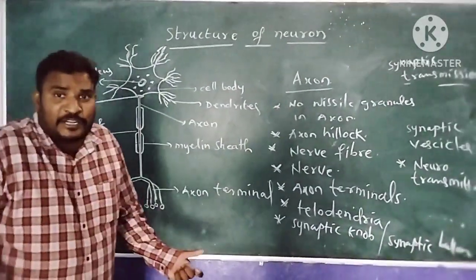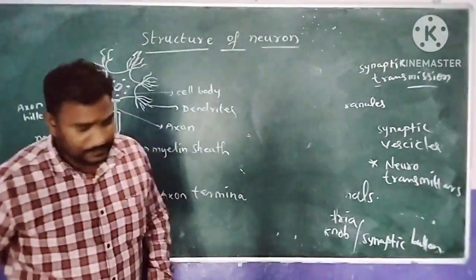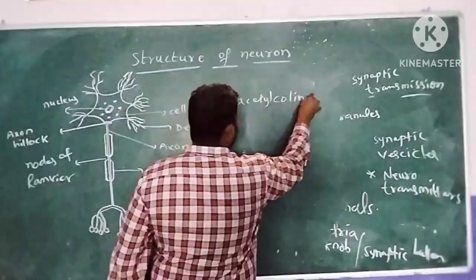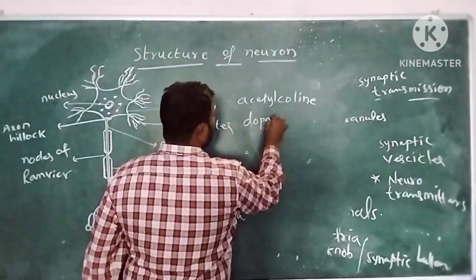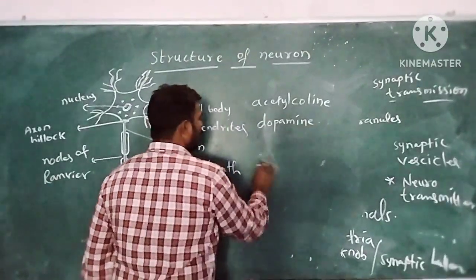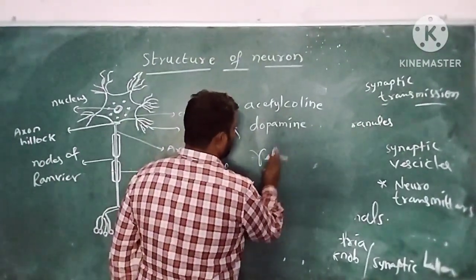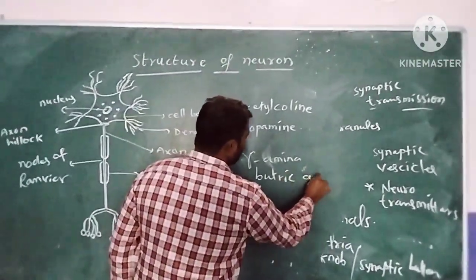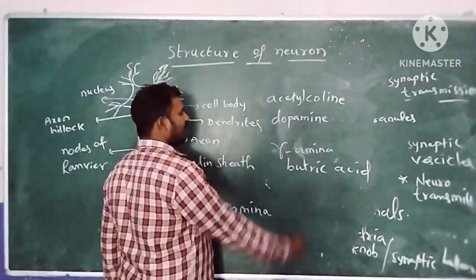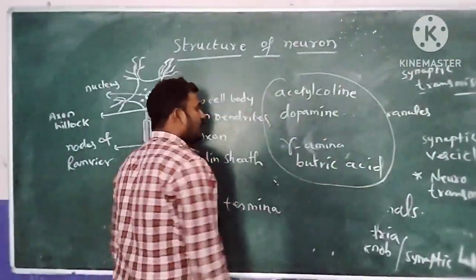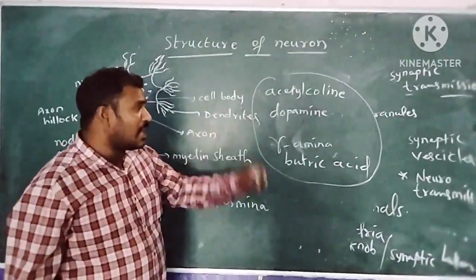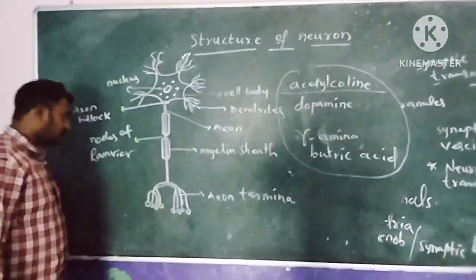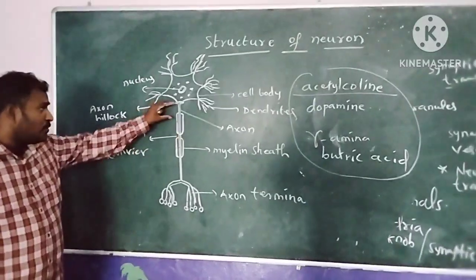Some important neurotransmitters are acetylcholine, dopamine, and gamma-aminobutyric acid. Among all these neurotransmitters, the most common neurotransmitter is acetylcholine.